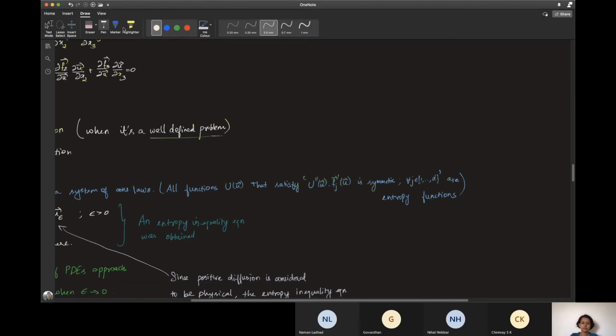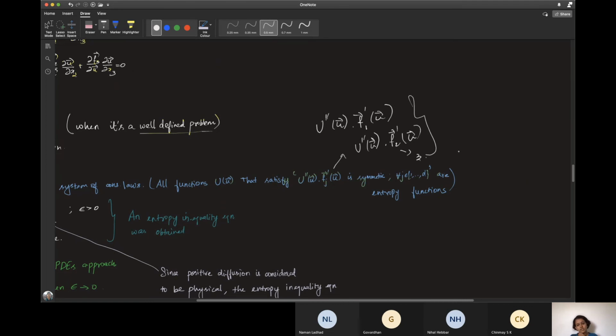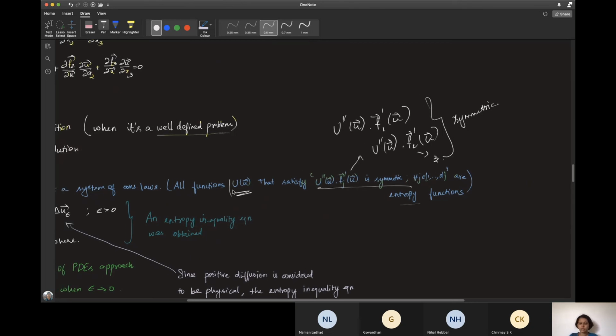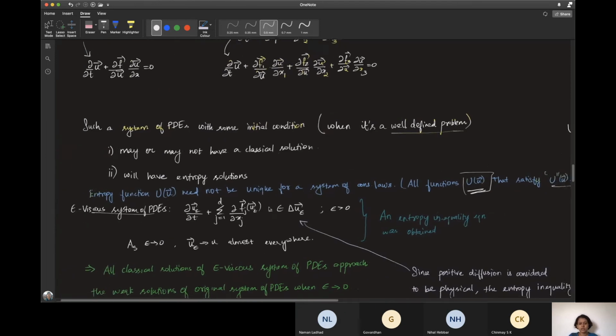So for 3D, you will have 3 equations, with f1 prime of u, f2 prime of u, and similarly f3 prime of u. All of these 3 matrices must be symmetric for the 3-dimensional case. Then the function U that you have taken is known as the entropy function. If this property gets satisfied, then your function U is known as the entropy function.